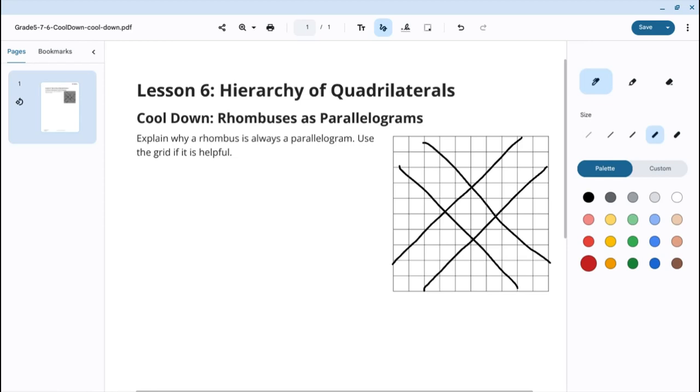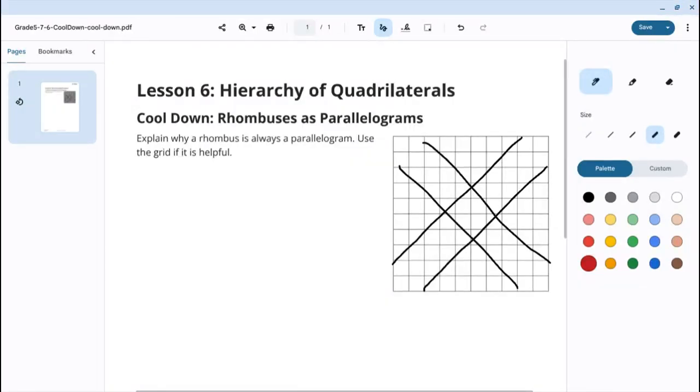Good morning, mathematicians. We are looking at our Unit 7, Lesson 6, Cooldown. This is about the hierarchy of quadrilaterals, which when we think about quadrilaterals, we know that prefix quad means four, and lateral means side. So we're looking at four-sided shapes. Now this cooldown is specifically about rhombus, right?